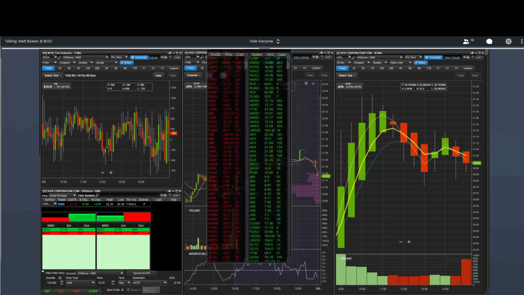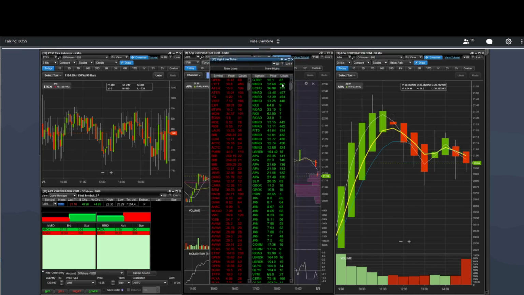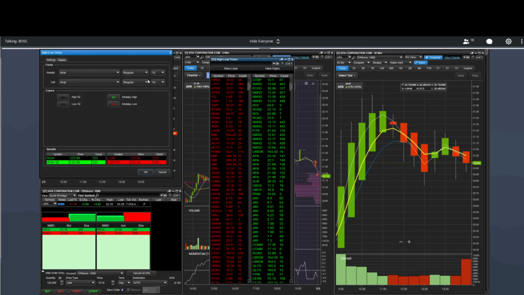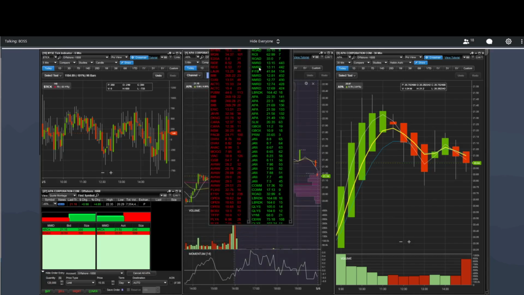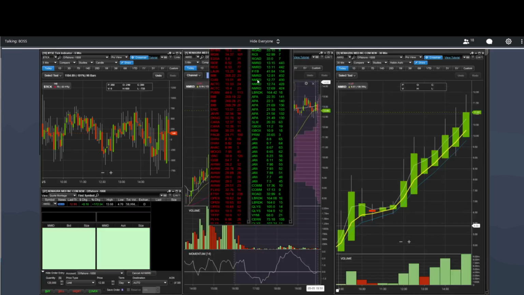Okay, here's mine on the screen right here. Since I'm a little blind, I make these bigger. I just go here and then display. I make it number 14 instead of number 12. I link it top right. You go link. I link one, and it links to everything. So when I change, if I click on this NMRD, everything changes.